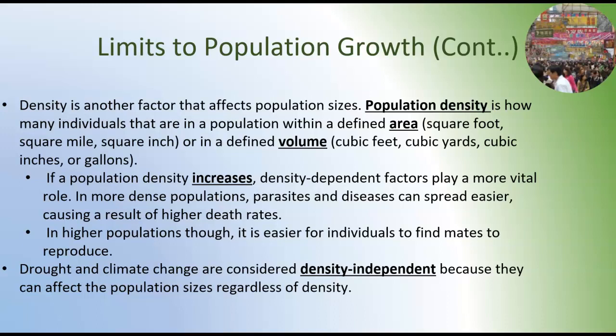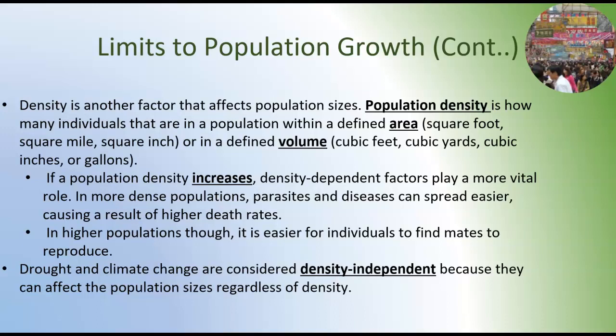In more dense populations, things like parasites and diseases can spread easier because there are more hosts to pass on the parasite, and that can cause higher death rates. In higher populations, though, it is also easy for individuals to find mates and reproduce. So you have both factors playing a role in the population.